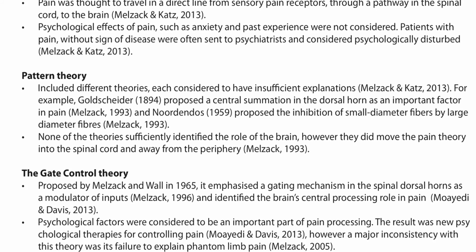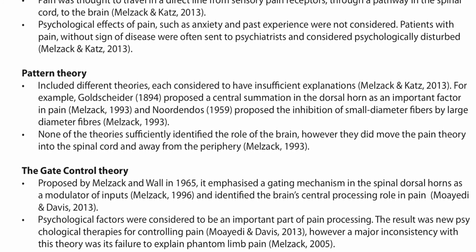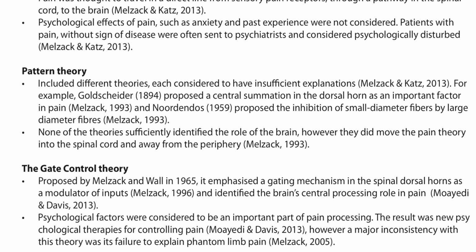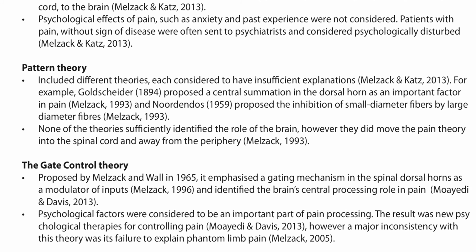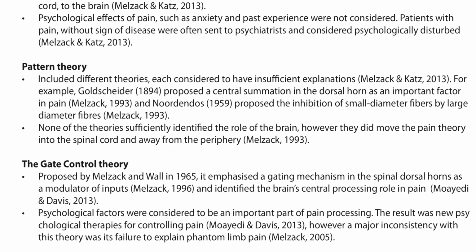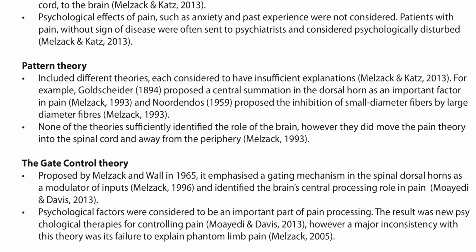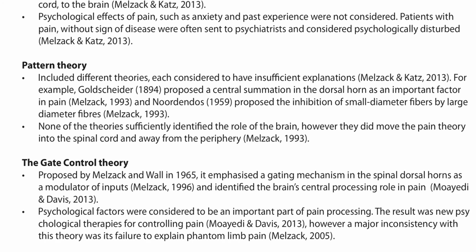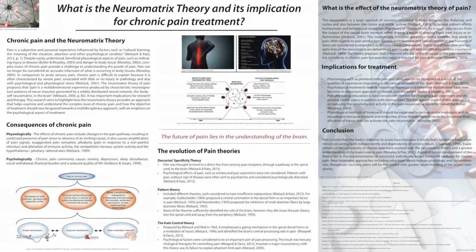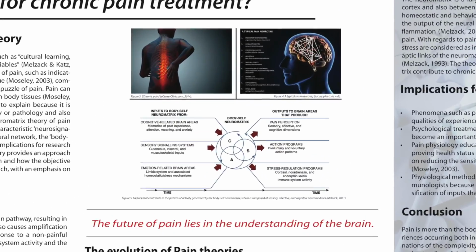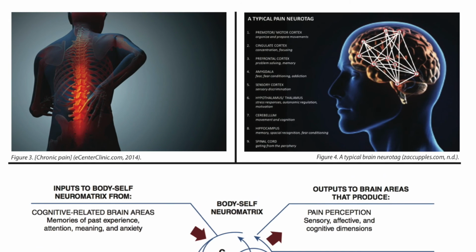The gate control theory proposed by Melzack and Wall in 1965 emphasized a gating mechanism in the spinal dorsal horns as a modulator of inputs and identified the brain's central processing role in pain. This was significant because it was the first theory of pain to actually do this. Psychological factors were considered to be an important part of pain processing, and the result was new psychological therapies for controlling pain. However, a major inconsistency with this theory was its failure to explain phantom limb pain.